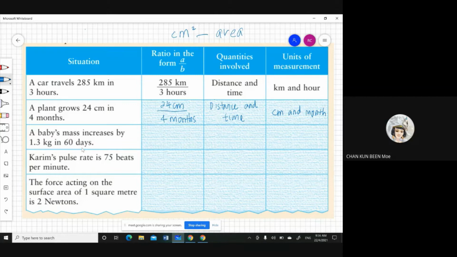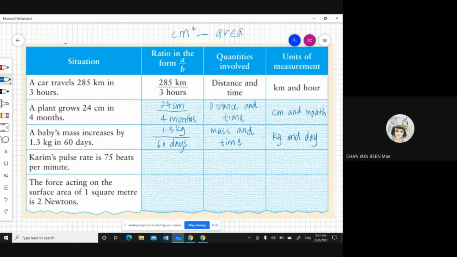So the ratio will be 1.3 kilogram over 60 days. What are the quantities involved? Weight. Mass. It's mass. Correct. And? Time. Correct, time. Yeah, we go on to the next. The units of measurement will be kilogram and days. Yes, kilogram and day.